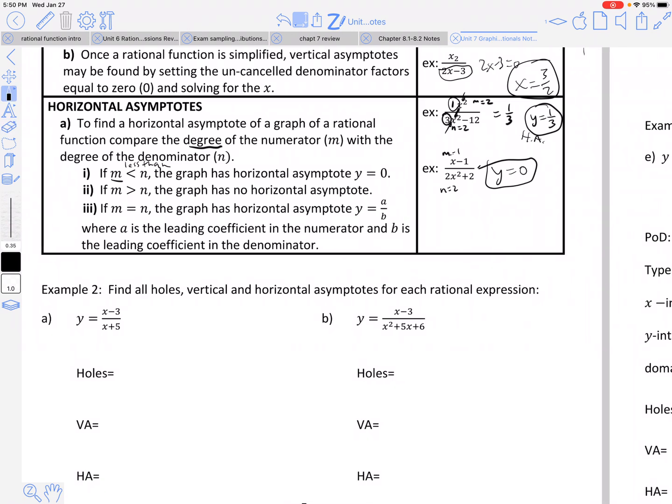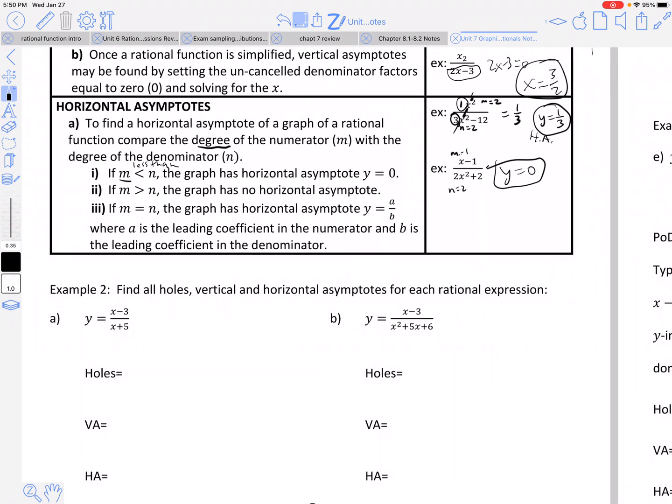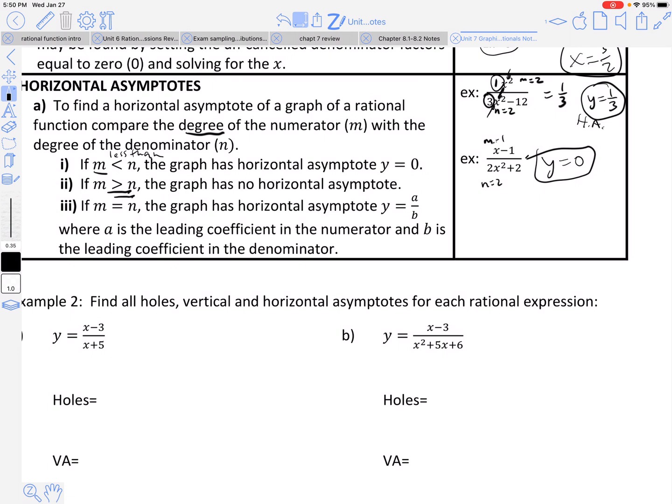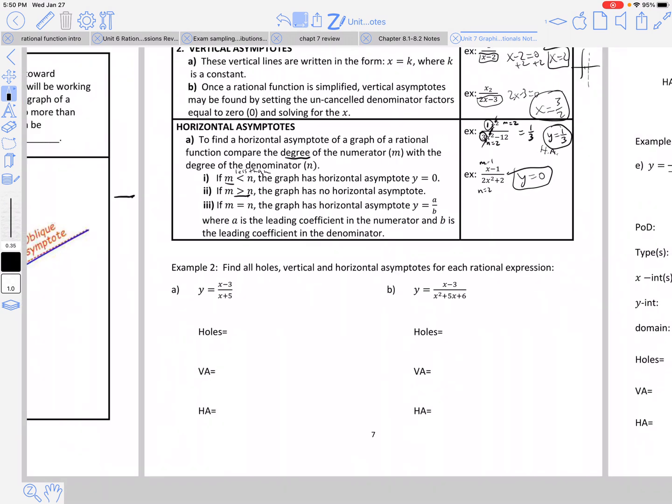Okay, and the same holds true kind of with m is greater than n. There's no horizontal asymptote because the numerator is going to get so much bigger than the bottom. So it's like we have 1 million in the top and a little bit in the bottom. The top's so big that we just get kind of a normal number when we're done.